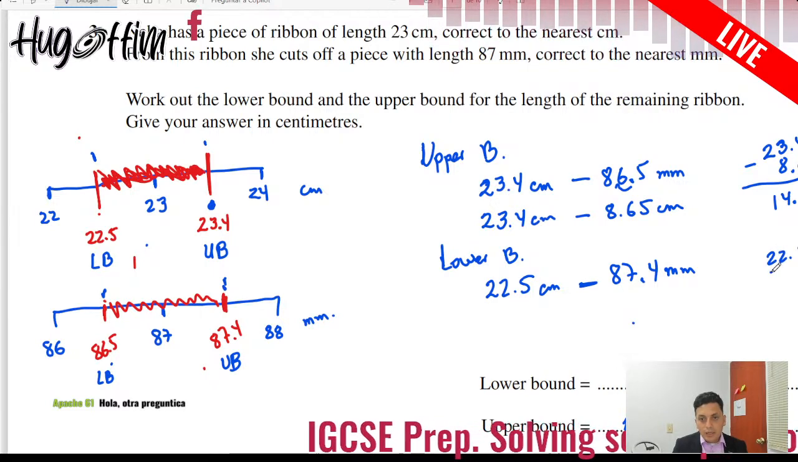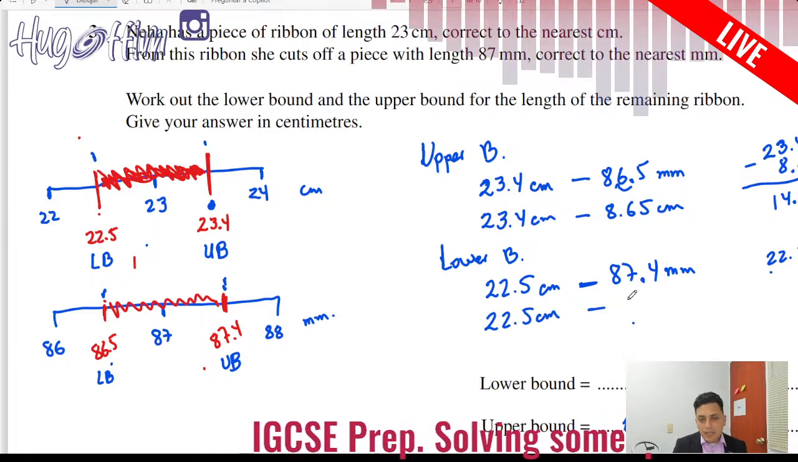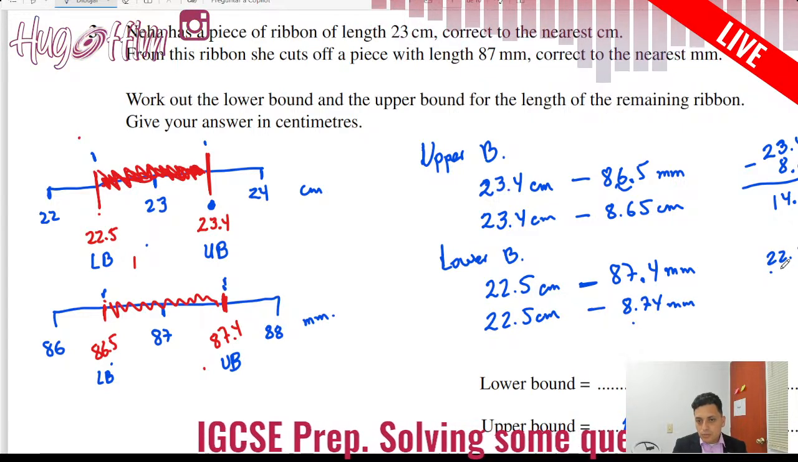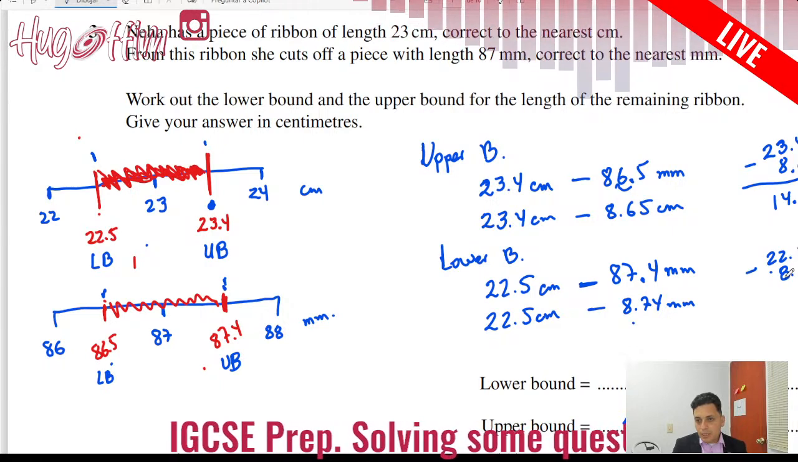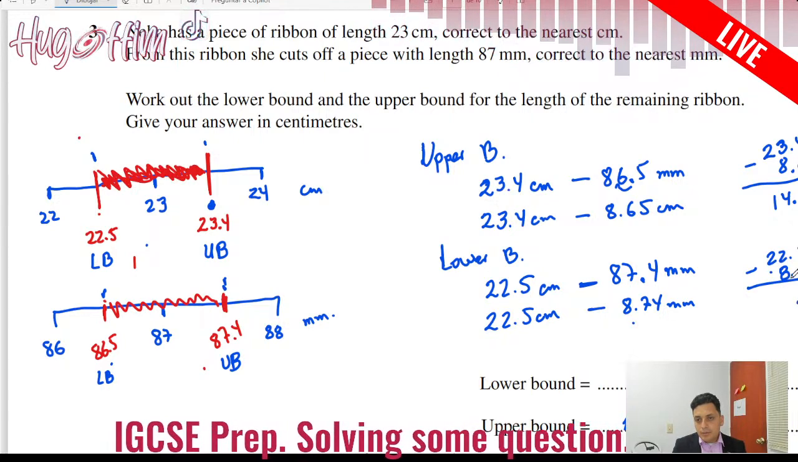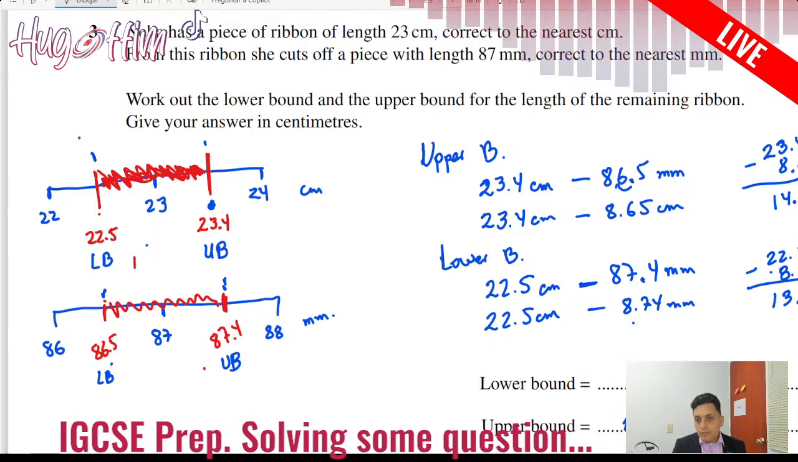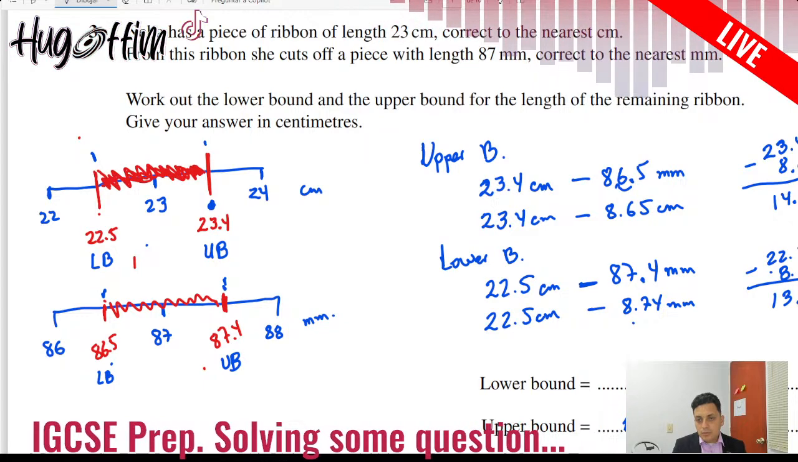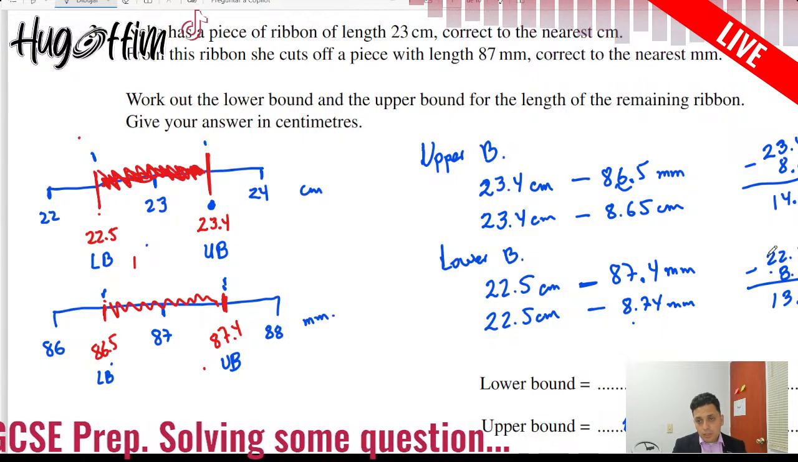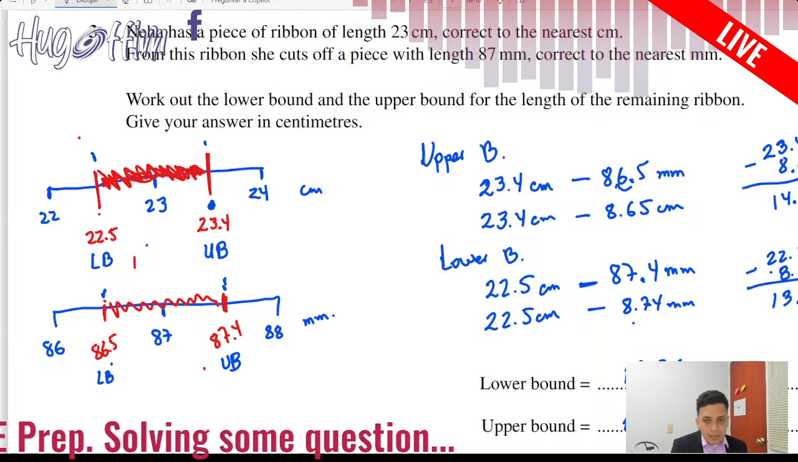22.5. Remember, divide by 10, so 22.5 centimeters minus 8.74 millimeters. So I'm just going to subtract these two. 8.74 millimeters. 10 minus 4, 6. 14 minus 7, 7. 11 minus 8, 3. 1. 6 plus 4, 10. 7 and 15. 8 and 3 plus 1, 12. Okay. So 13.76 centimeters. That will be the lower bound.